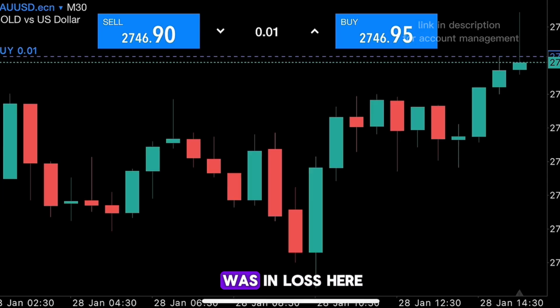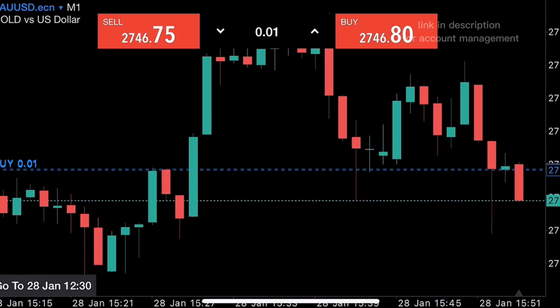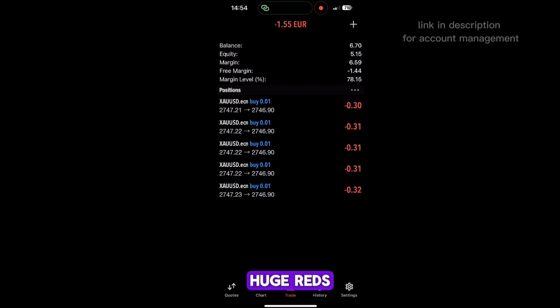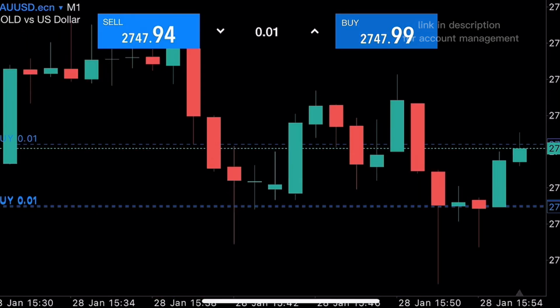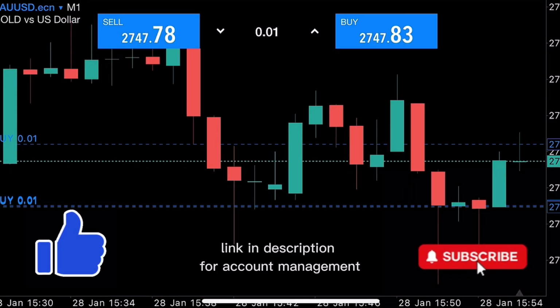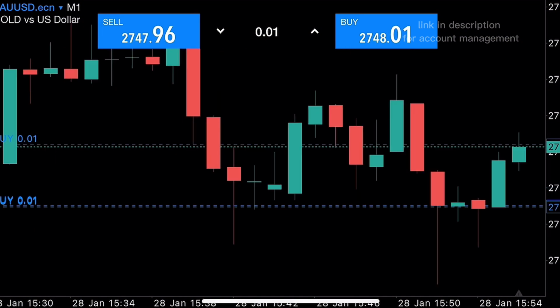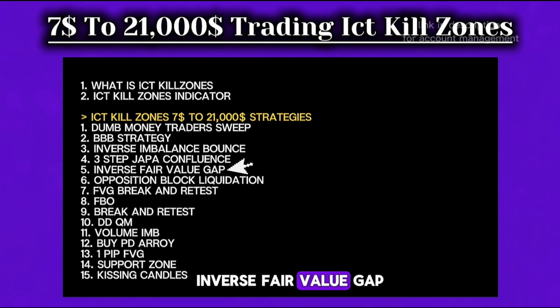So you can see that I was in loss here, and if you go to the 1-minute time frame, you can see that my entry was almost getting invalidated and was staying huge red here, literally. But a sniper entry we hold regardless of this. So I was looking for more confirmation, and I saw another confirmation to spam more entries there, which was literally because of that inverse fair value gap confluence there.